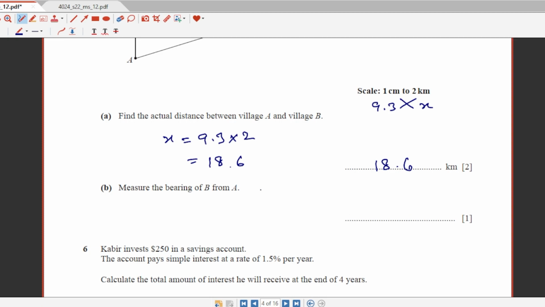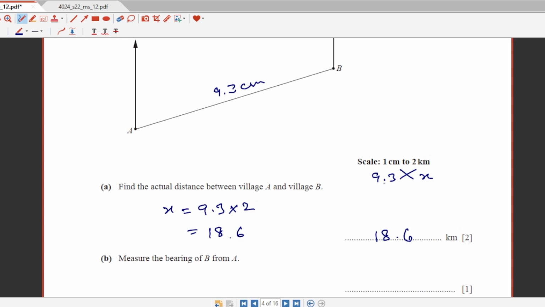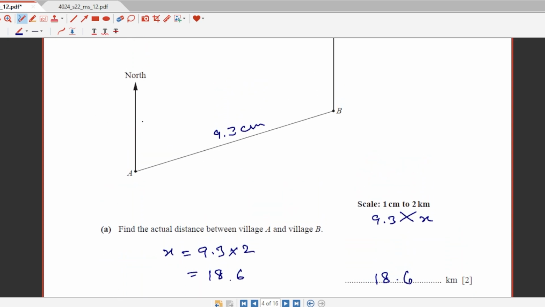Then we need to measure the bearing of B from A. B from A means, first of all, we need to draw north at A. North is already drawn. We don't need to do anything further. Then we move in the clockwise direction starting from the north. The angle is represented by this arrow.